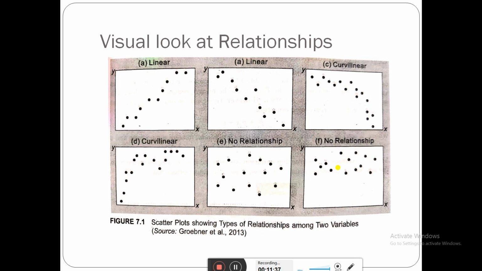So to visually look at the relationship, we are going to plot the graphs. Scatter plot is the best one, so we are going to follow that one. Okay, we'll move to the next.